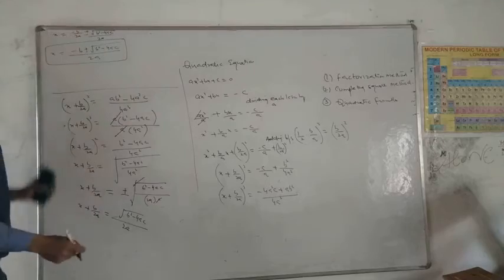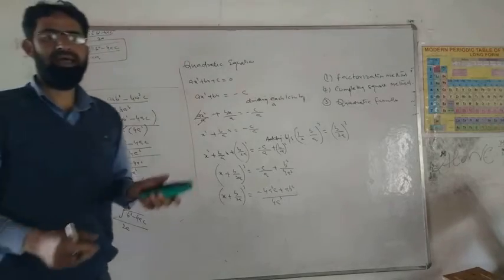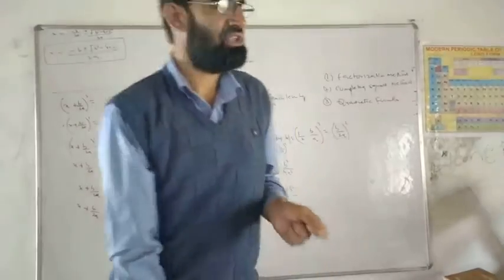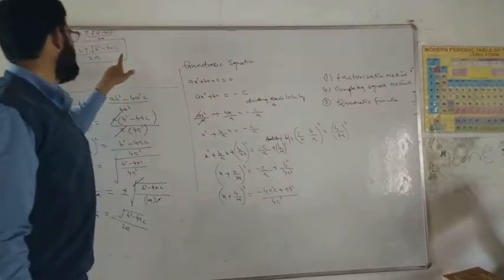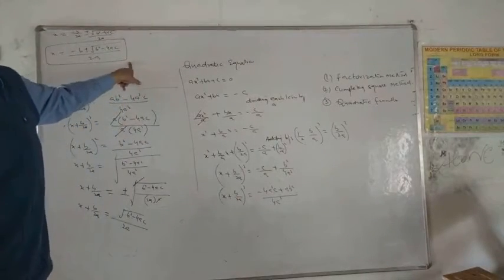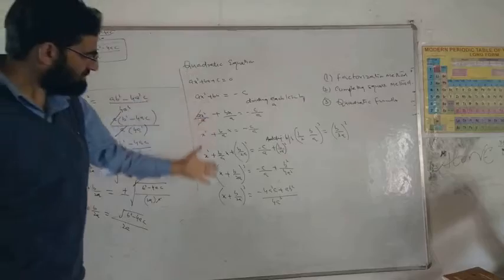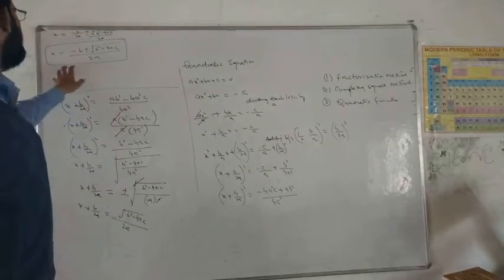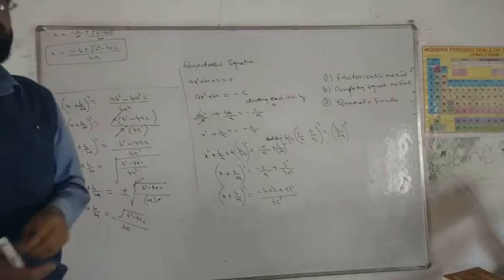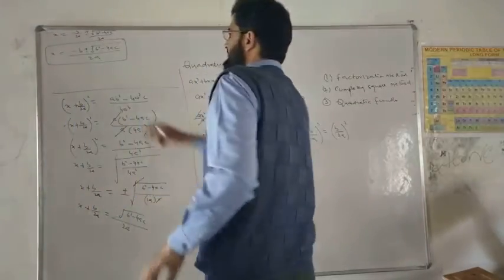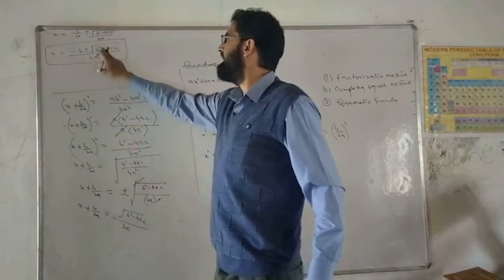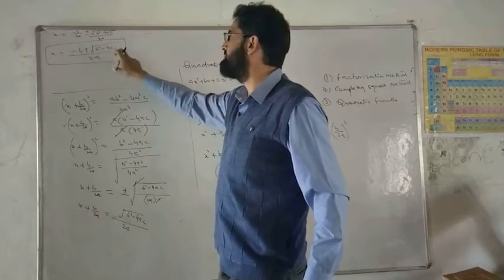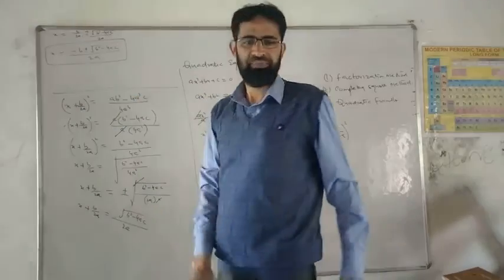This method is known as the quadratic formula, and this formula was given by Sridhar Acharya, an Indian mathematician who developed this formula, and the procedure was adopted by this mathematician. Finally we get the formula x is equivalent to minus b plus minus under root of b square minus 4ac divided by 2a.